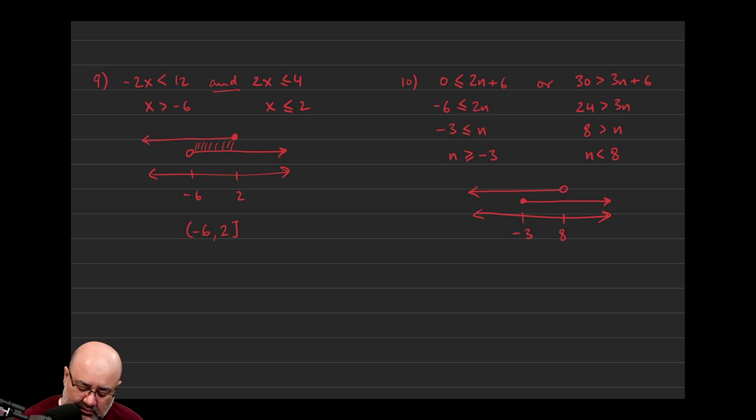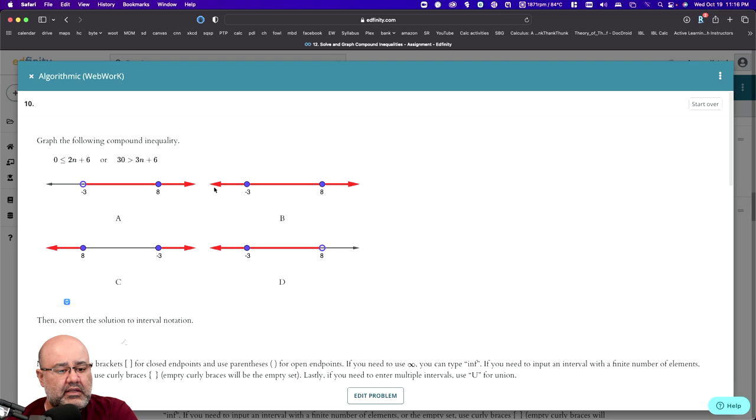Because it's an OR problem, the solution should be everything. All of the number line is covered. Let's see what this looks like on Edfinity. So it won't be A, obviously. Hopefully it's obvious because not everything is covered. It can't be C because not everything is covered. It can't be D because not everything is covered. So one hopes that you can get to this by process of elimination and get B.